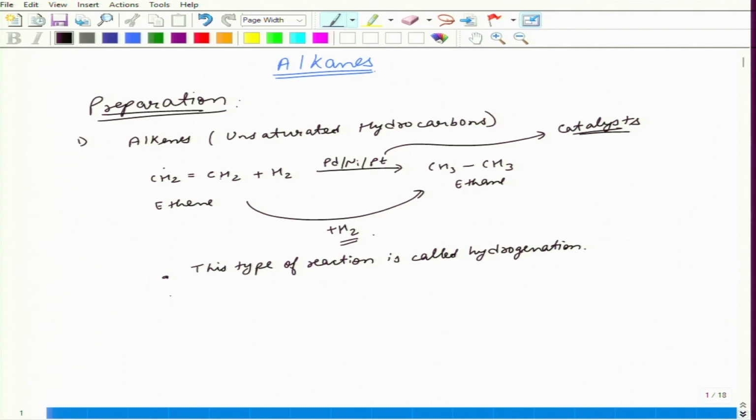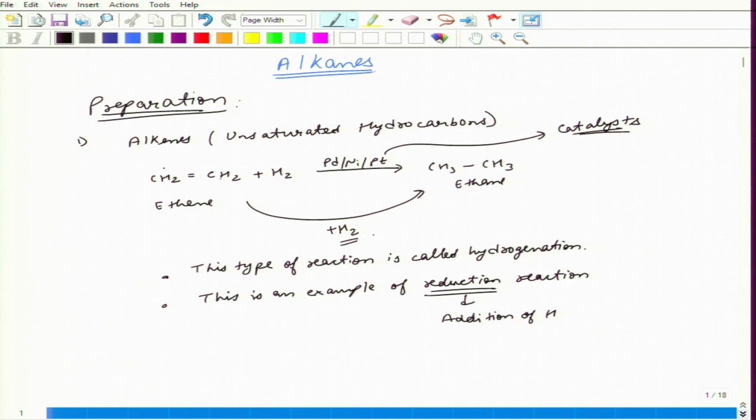This is also an example of a reduction reaction. How is this a reduction reaction? You must have studied in the previous classes that reduction means addition of hydrogen, or removal of oxygen. Here we are adding hydrogen, so this is an example of a reduction reaction.